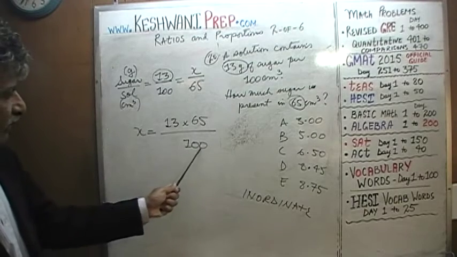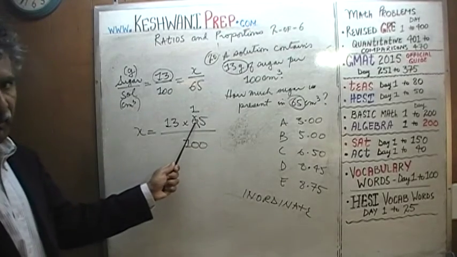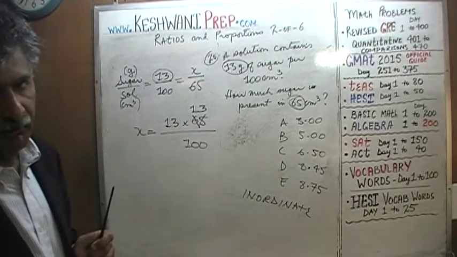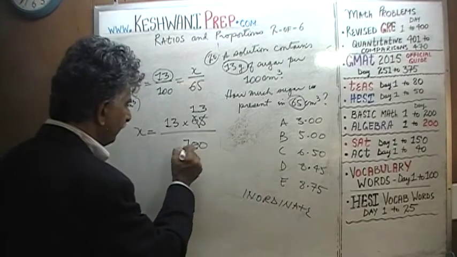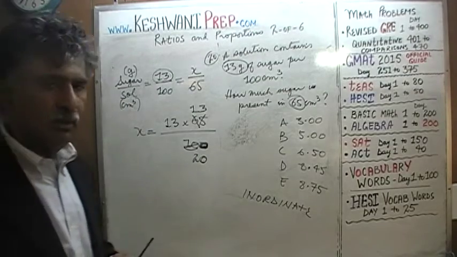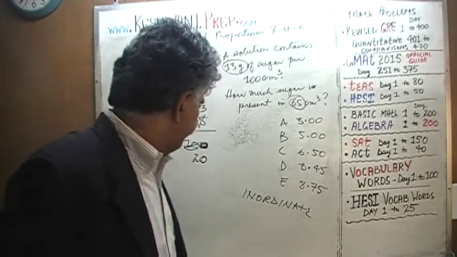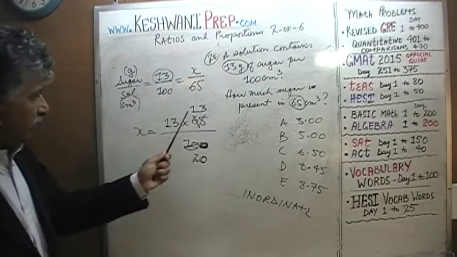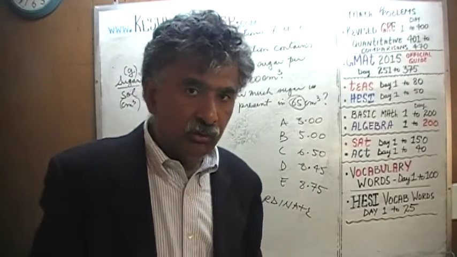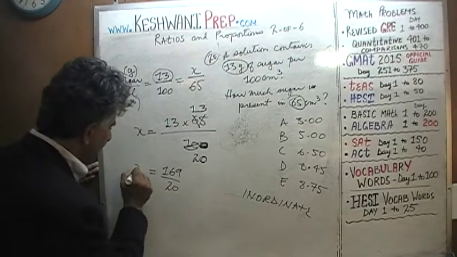65 is a nice multiple of 5, 100 is a nice multiple of 5. Let's divide top and bottom by 5. 6 has 1 five; after we take away 5 from the 6, we have a remainder of 1. 1 joins the 5, becomes 15, and 15 has 3 fives. In other words, 13 times 5 is 65. Similarly, 10 has 2 fives and 0 has no fives. In other words, 20 times 5 is 100. Of course, 20 times 5 would have to be 100; we all know it, 20 nickels make a dollar. So we have 13 times 13. You must know your squares by heart, 1 through 20, and if you do, you would know right away that 13 times 13 is 169. 169 over 20 is x.